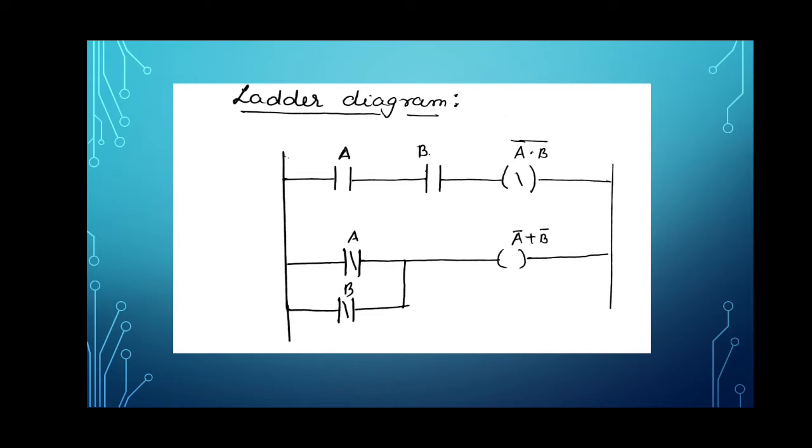So again here A and B are connected in series. Both are normally open. If both are high, then only the output will be high, but it will be inverted because the output we are considering here is inverted. And in the second state, either A or B should be 0, then the output will be high.